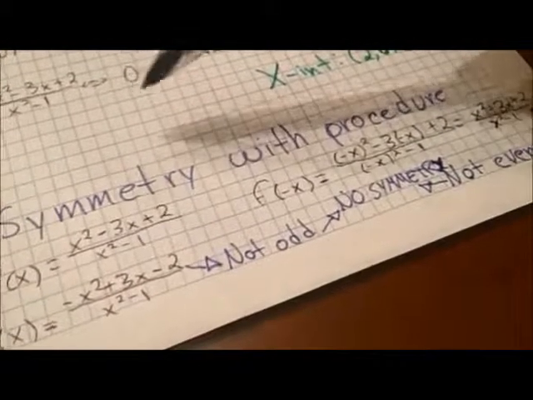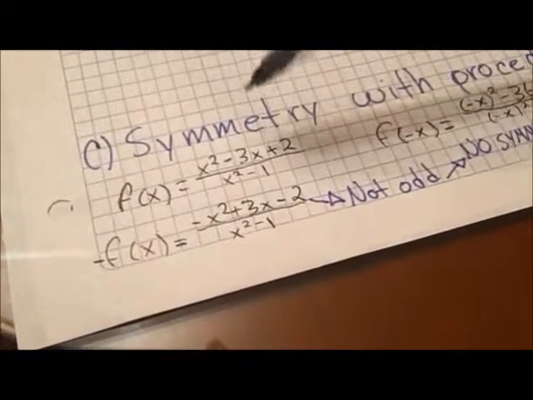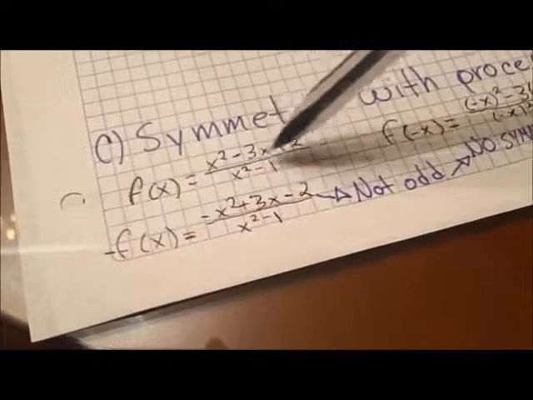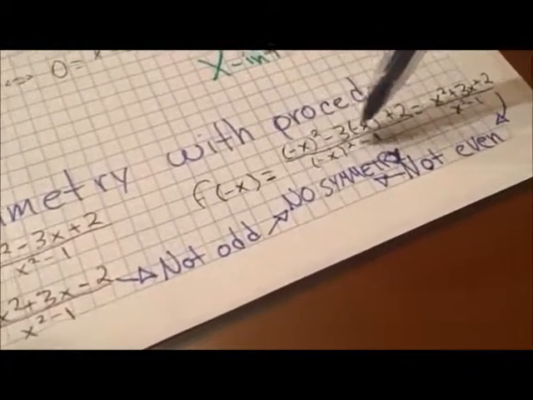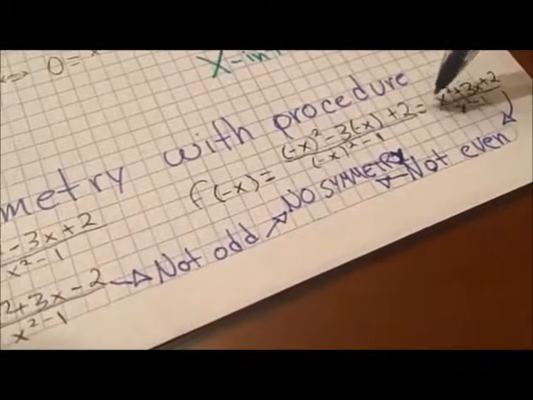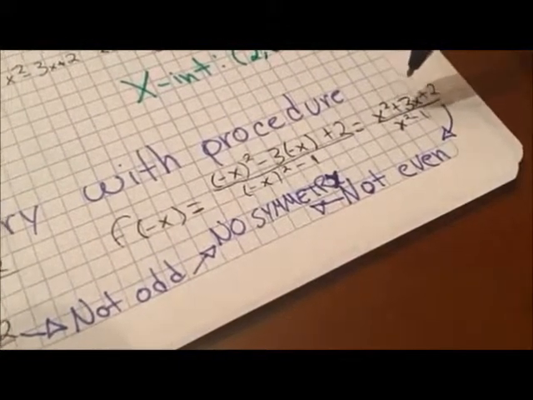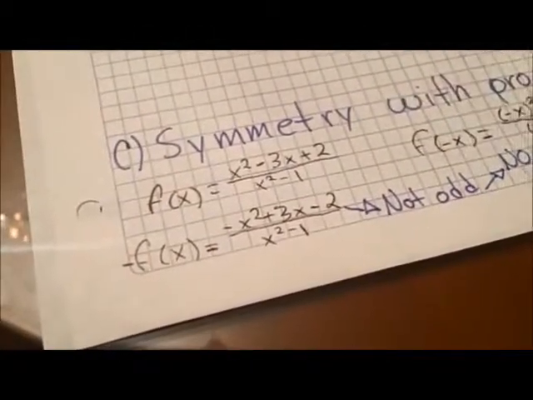Symmetry with procedure. To obtain the symmetry, first we have to make the x negative. This is the original function, and this is the function with the x negative. The result of this is different to the original equation, so this is not even.